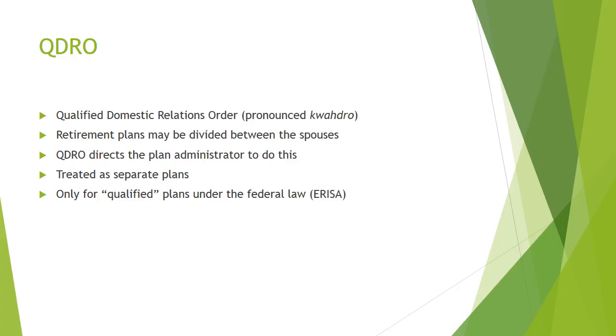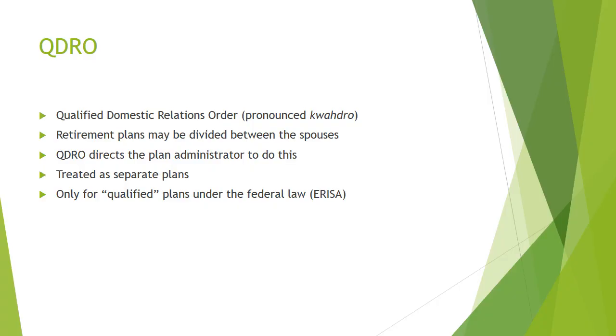A QDRO, that says QDRO. That is the acronym for Qualified Domestic Relations Order. We, as I noted, pronounce that as quadro. The employee retirement plans that a spouse has may be divided between the spouses. The quadro is an order that directs the plan administrator. So the retirement plan administrator is given an order from a judge that says, you will do this.